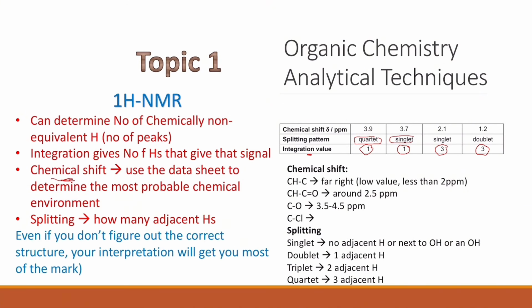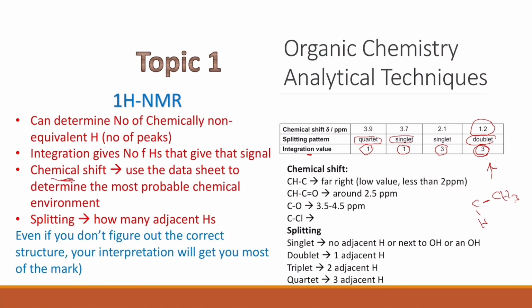So even if you don't figure out the correct final structure of your compound, that's all right. As long as your interpretation is correct, you're going to get most of the marks. So don't worry if you don't get to the final structure, but you did the interpretation well, then you're going to get most of the marks. So if we look at this example here, the chemical shift for the first one is 1.2, and it's a doublet, and it's 3 protons, which means it's a CH3. And adjacent to it, there is a carbon which has 1 hydrogen.